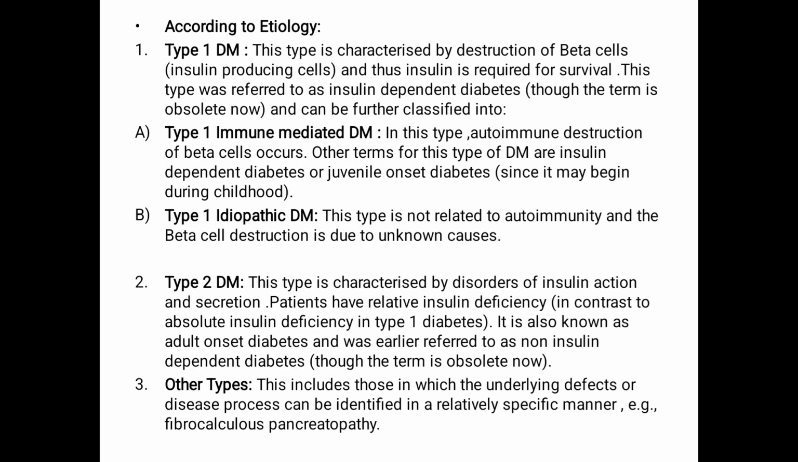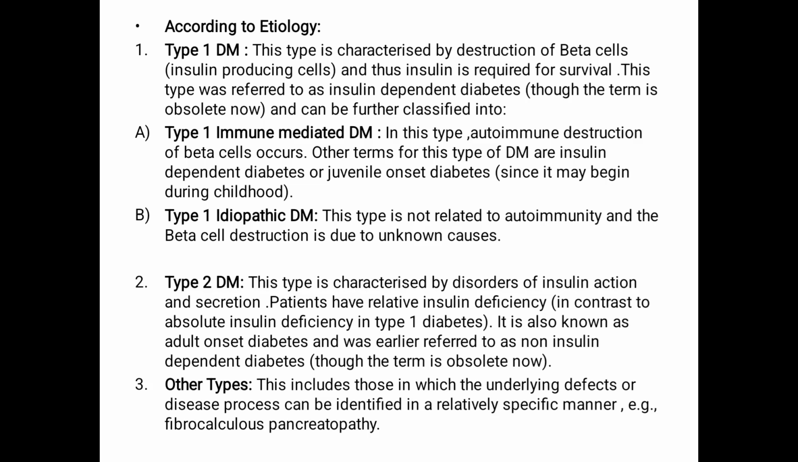Now, according to etiology, type 1 diabetes mellitus. This type is characterized by destruction of beta cells, that is insulin producing cells, and thus insulin is required for survival. This type was referred to as insulin dependent diabetes, though the term is obsolete now, and can be further classified into two types. Type 1 immune mediated diabetes mellitus.